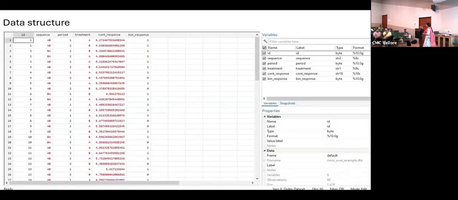So maybe to clarify, your baseline is actually all of those rows that are period 1. So you are adjusting for the baseline. It's the effect at period 1.